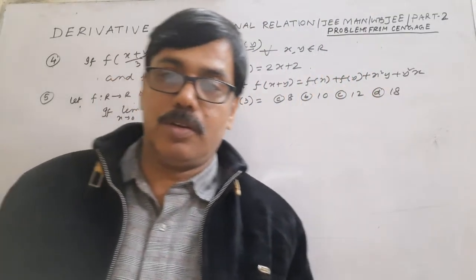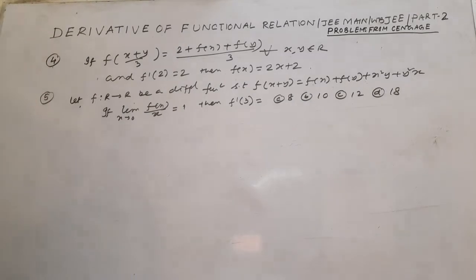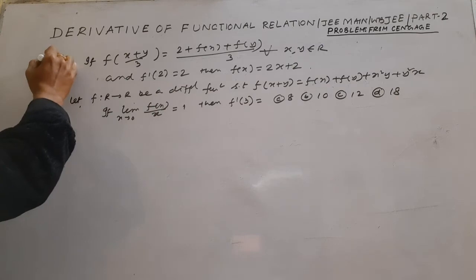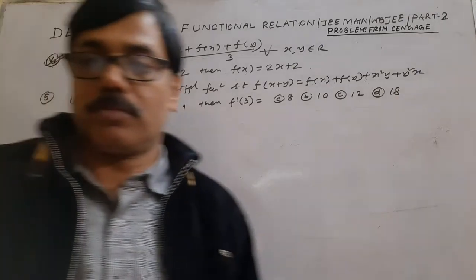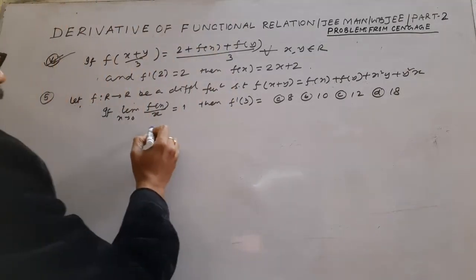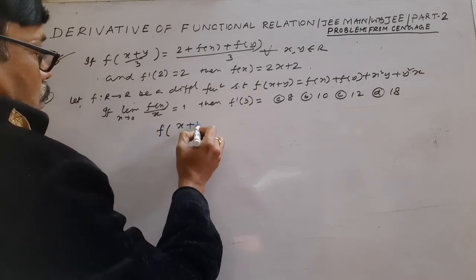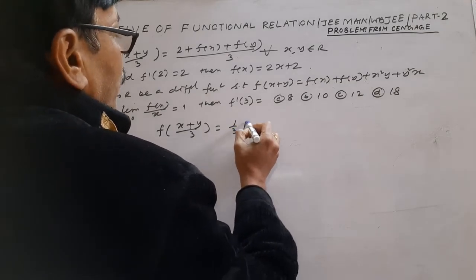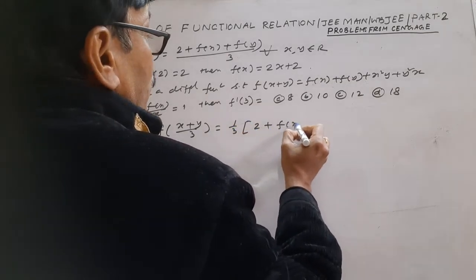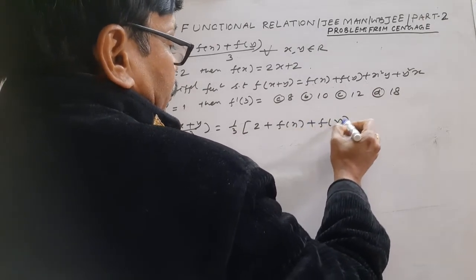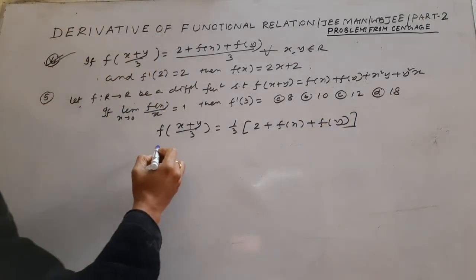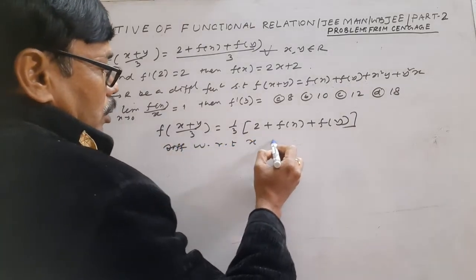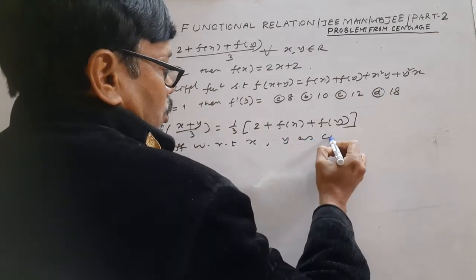Now we consider two more problems. Derivative of functional relation. Problem number 4. So the relation is f((x + y)/3) = (2 + f(x) + f(y))/3. So as before, we differentiate with respect to x, treating y as constant.